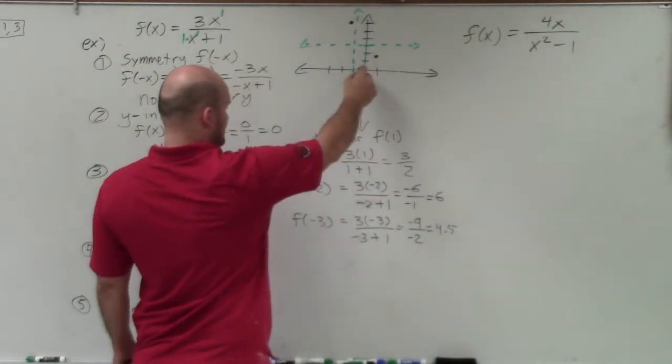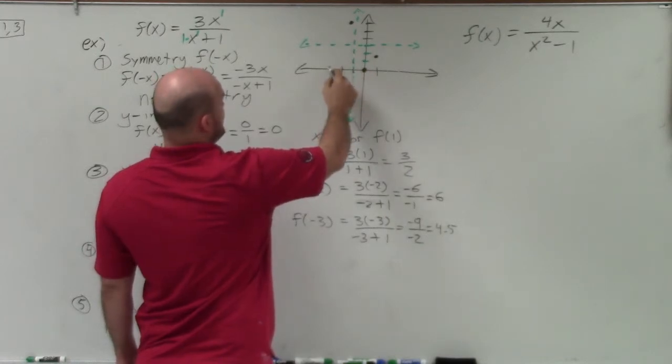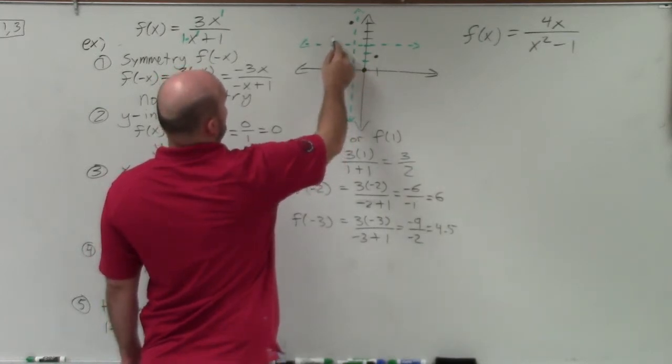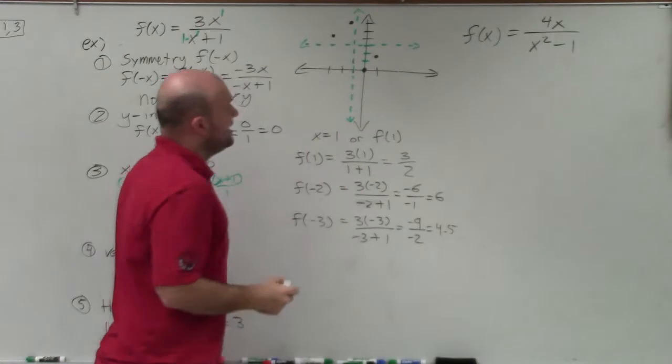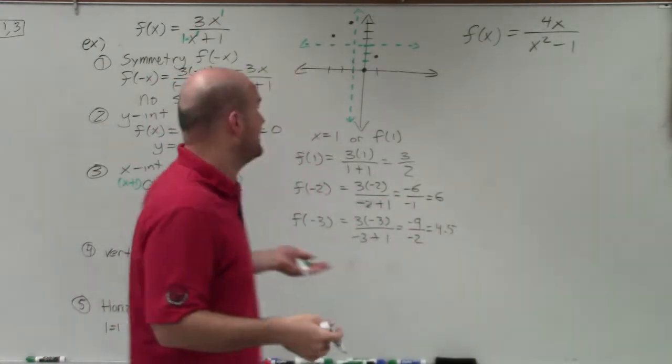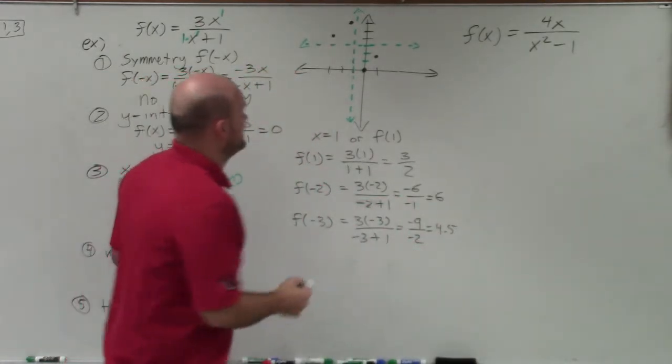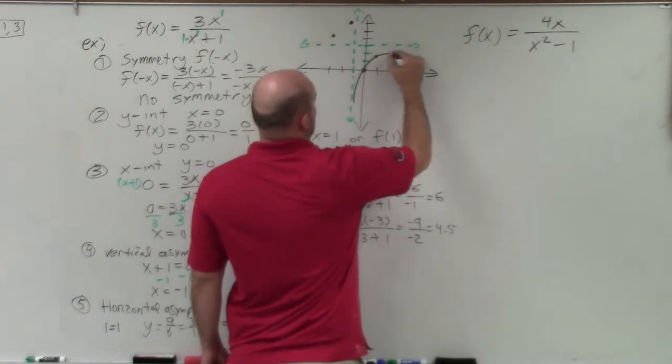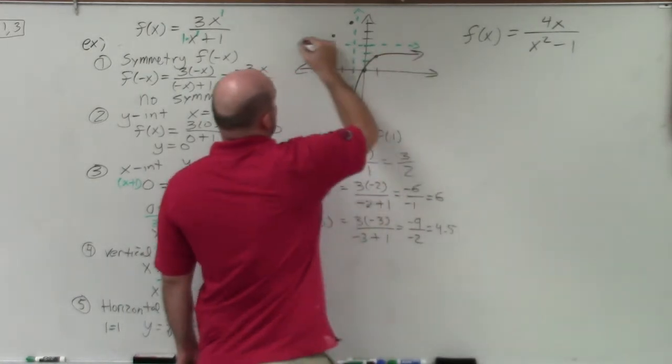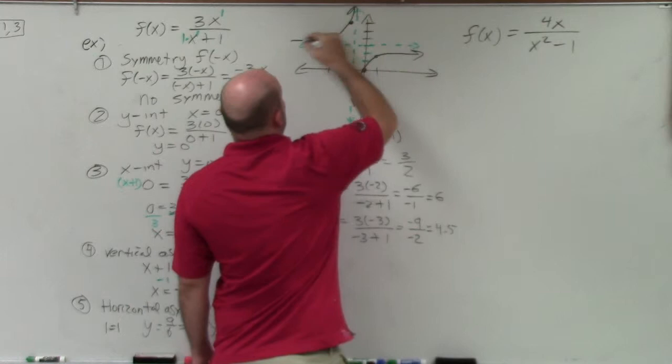So at -3, 1, 2, 3, I'm at -4.5. 1, 2, 3, 4, 4.5. OK? And if you could keep on graphing these, I noticed that the form here is going to look like 2 hyperbolas.